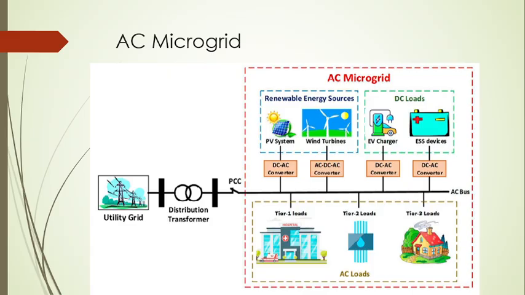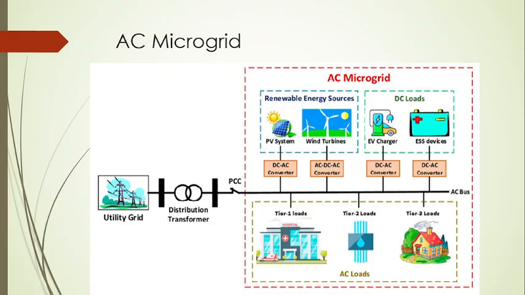So this is a pictorial representation of an AC microgrid, which has a utility grid and a distribution transformer. The AC microgrid has the AC bus, and below the AC bus there are AC loads. When the bus takes an AC supply, it is called an AC microgrid. When the bus takes in a DC supply, it is called a DC microgrid. When the system has both the AC bus and DC bus, it is called a hybrid microgrid.